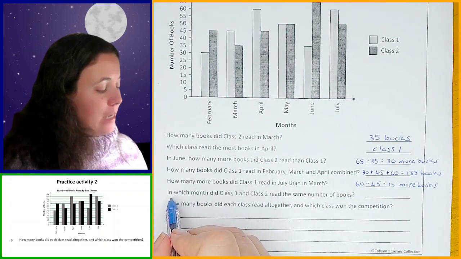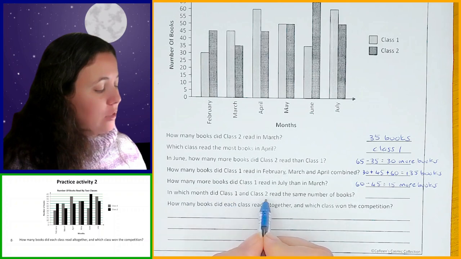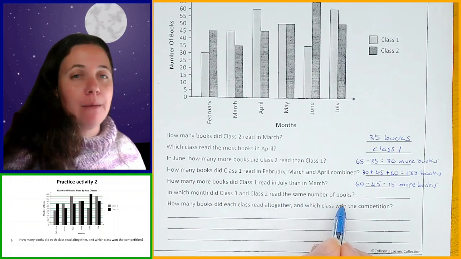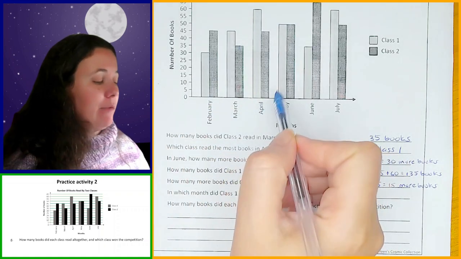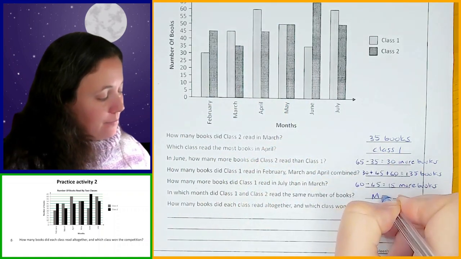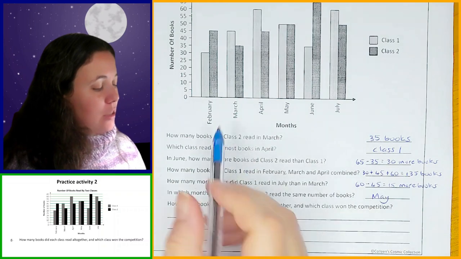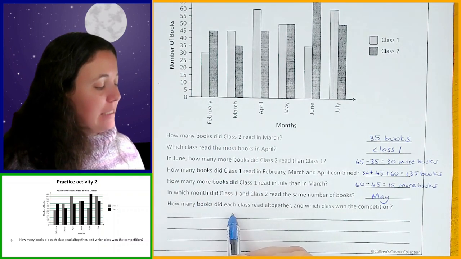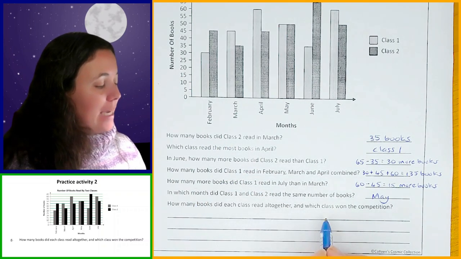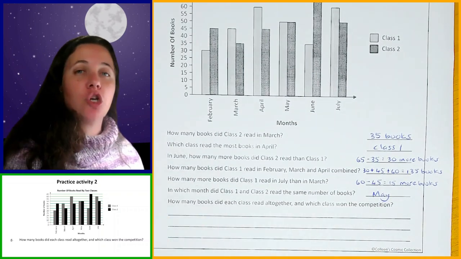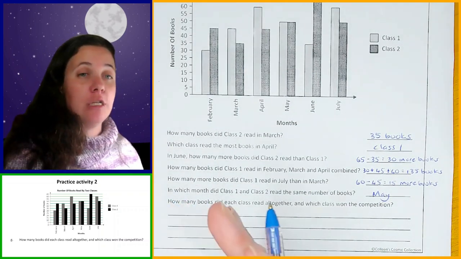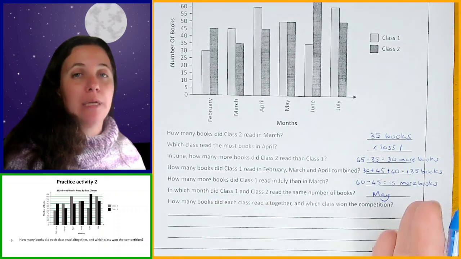Question F. In which month did Class 1 and Class 2 read the same number of books? If you look, the only month where they have the same amount was May. And then the last question, how many books did each class read altogether and which class won the competition? So now we need to work out the total amount for each class, and then see which one is higher.